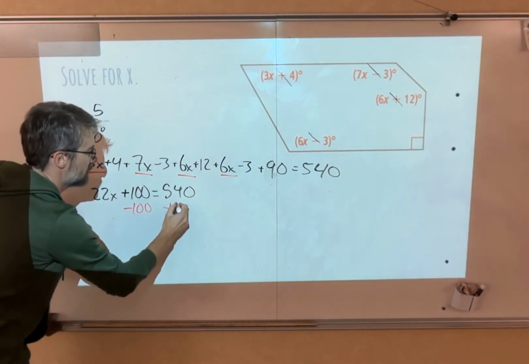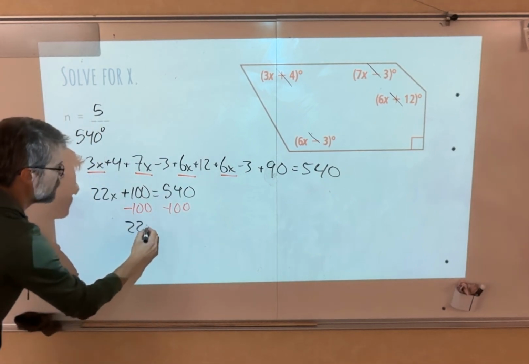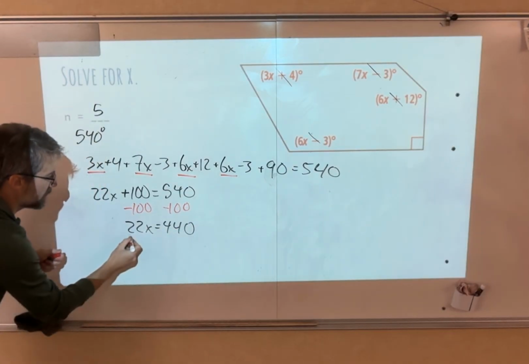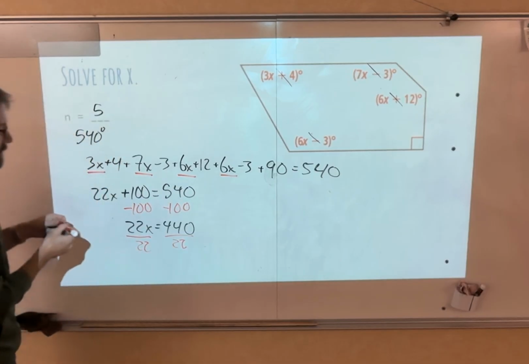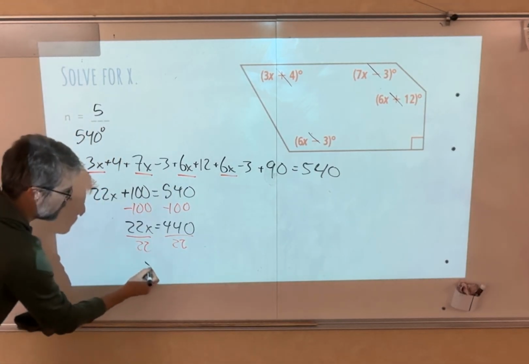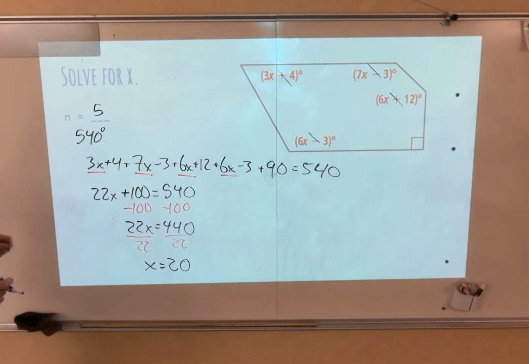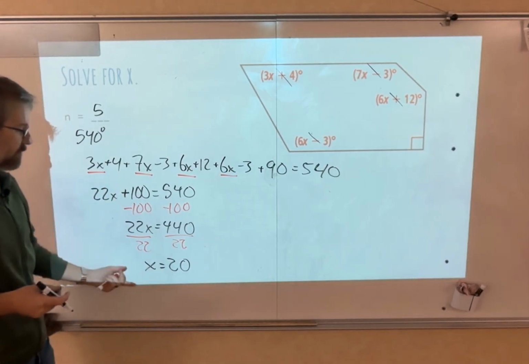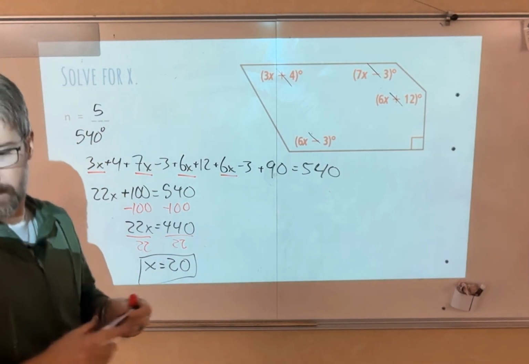Subtract 100. And we get 22x equals 440. And now if we divide both sides by 22, we get that x is equal to 20. All right, and that solves the problem, right? We might have to plug that back in to find a specific angle, but it didn't ask us to do that, so we'll just box that and call it good.